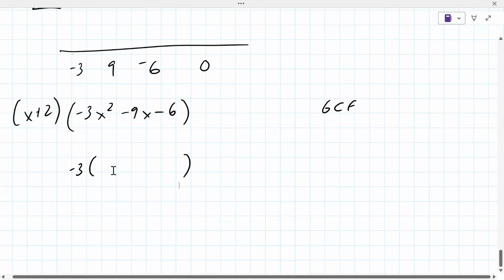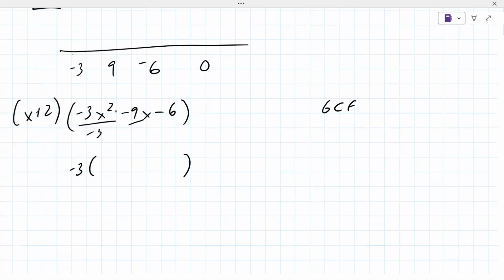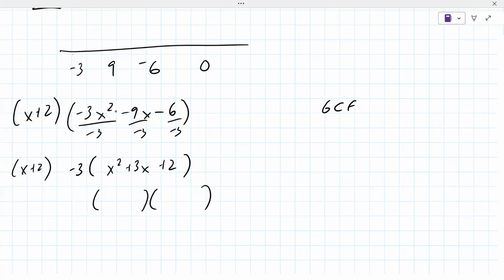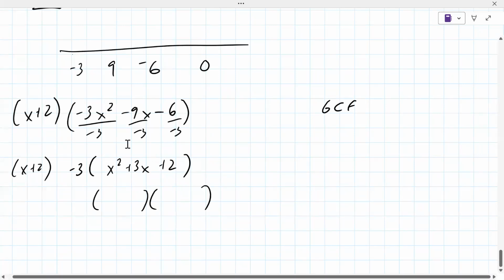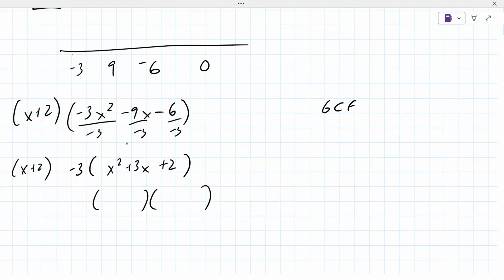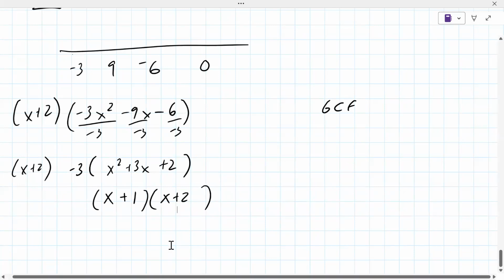All right. So I want you to divide each of these by -3 and tell me what goes in parentheses. x squared plus 3x plus 2. All right. And now can you factor this? Two numbers that multiply to 2: x plus 1, and then x plus 2.